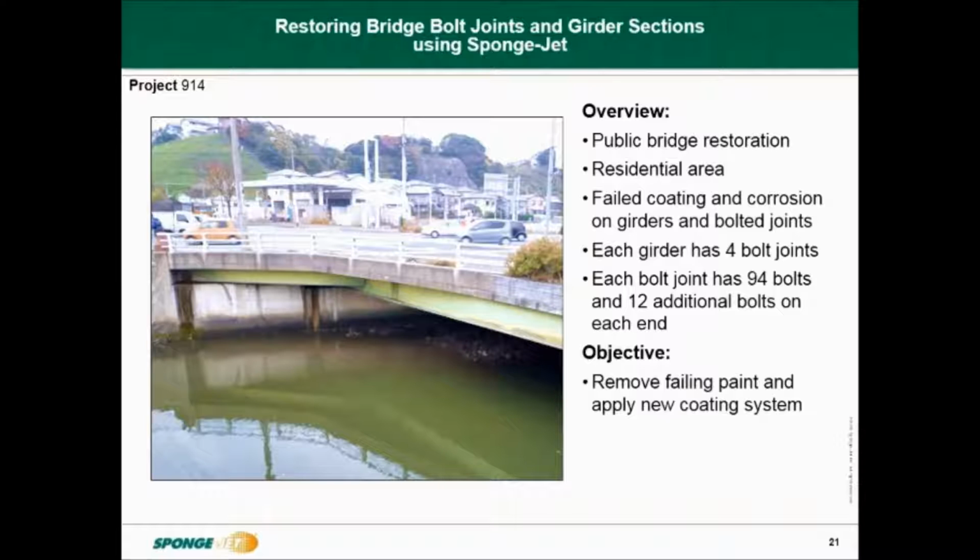Project 914. The bridge is in a residential area and had a failing lead-based paint coating system, especially on flaking surfaces on the structure. Each girder had 4 bolt joints. Each joint had 94 bolts and an additional 12 bolts at each end of the bridge structure, which increases the degree of difficulty in blasting, and productivity usually goes out the window when you're blasting some of these bolt sections. To add to the difficulty of this project, it was set up for lead remediation or lead abatement.